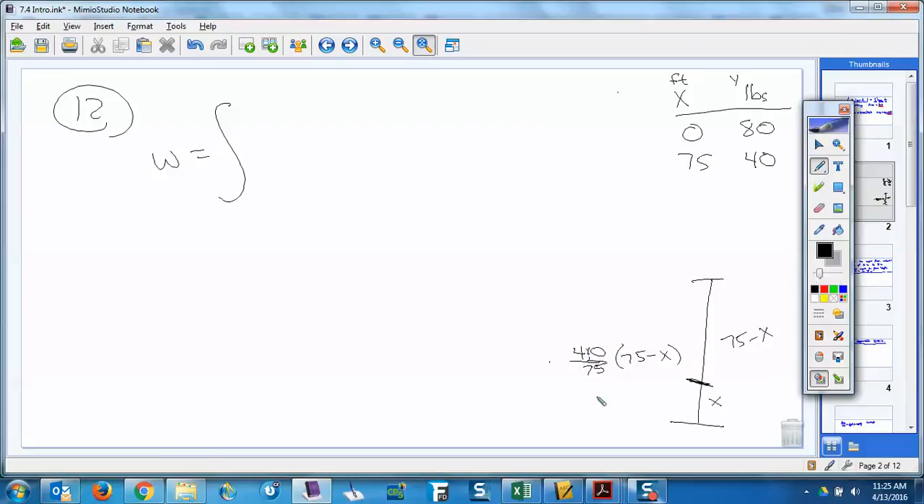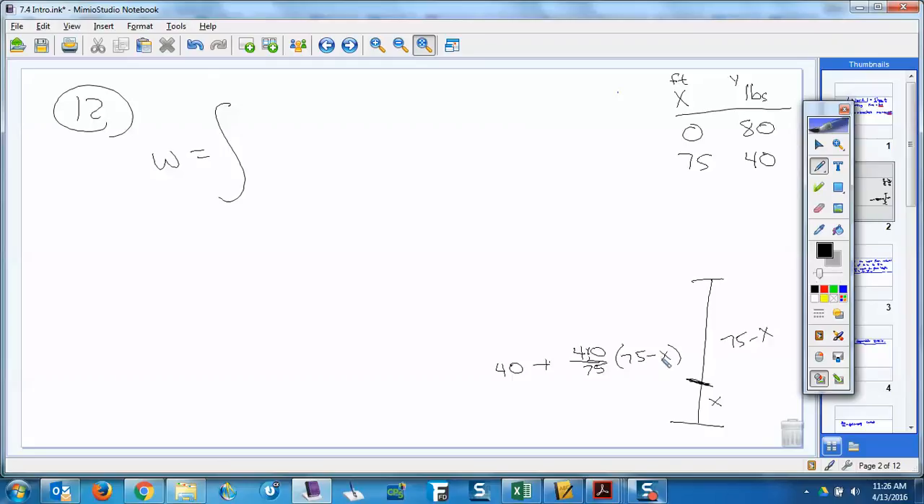But then what I would do is I would test this. So I'd say, okay, at 75, or let's put a 0 in here. When I put a 0 into here, the 75s cancel, we'd have 40. Wait, we don't have 40 pounds though. We have how much at 0? We have 80. So I would add 40 onto that, okay? And then when we get to the end at 75, what happens?